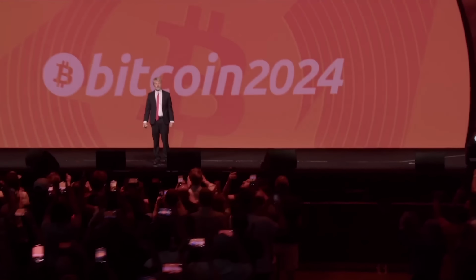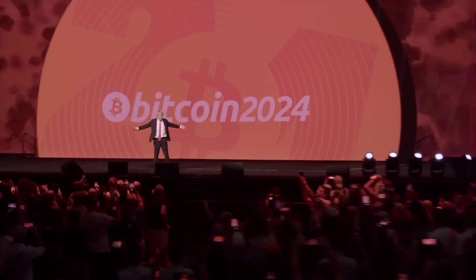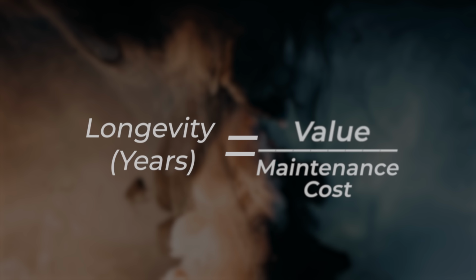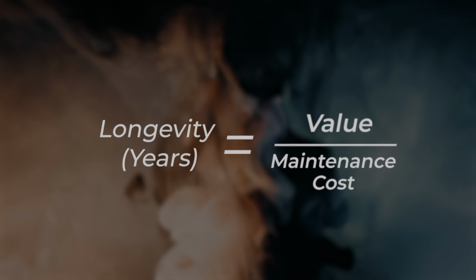In his keynote speech, billionaire Michael Saylor talked about this really cool concept of economic energy. And he asked this interesting question about how long does an asset last, assuming that its longevity equals its value divided by its maintenance cost. And he goes through a couple different examples of how long it would take an asset to decay to the point where its value goes down significantly.